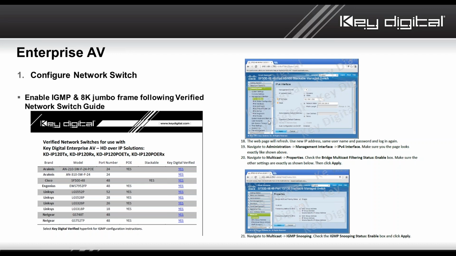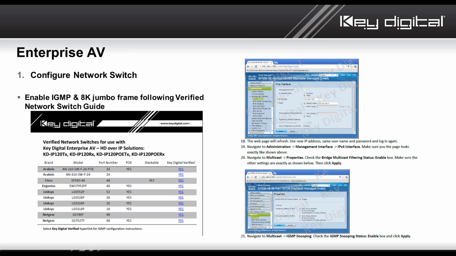And oh, you know what? Sorry. One thing we always recommend actually. Let me make a quick detour here, which is before you even go configuring your units, you should set up IGMP and the 8K jumbo frame on your network switch. So we ask that you start with your network switch first, because that's going to be your foundation for your HD over IP system. So enable the IGMP, enable the 8K jumbo frame.